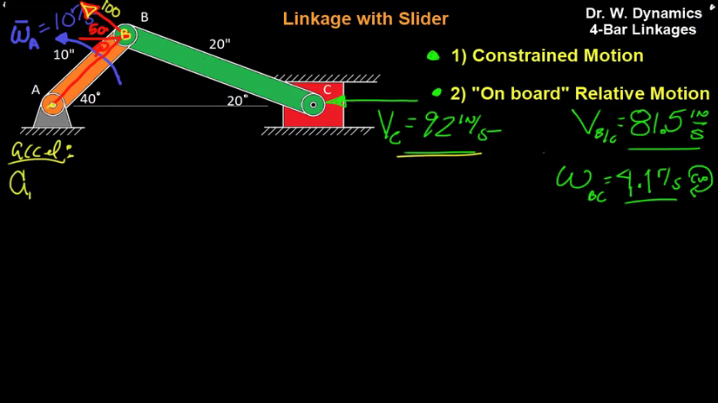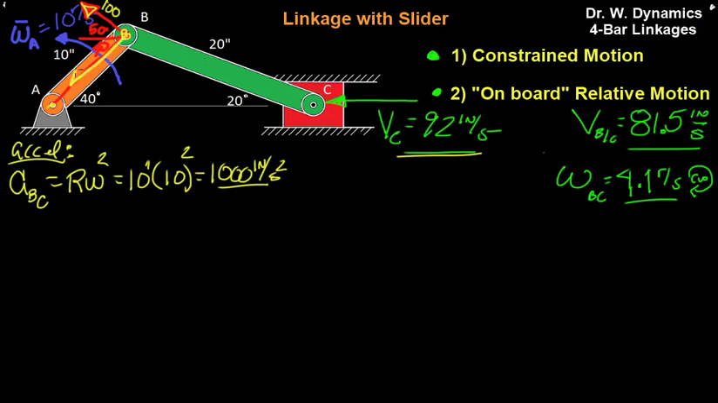So the centripetal acceleration of point B will be simply r omega squared. The length of the link is 10 inches. The omega is 10 radians per second, and we'll get 1,000 inches per second squared. And it will point straight at A from B. And that's as much as we know right now.